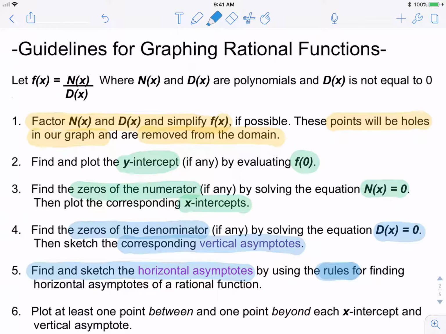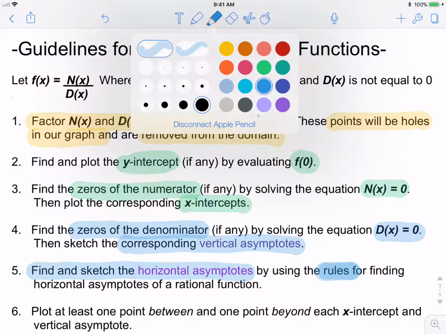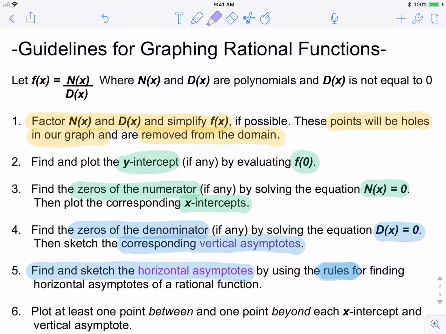Once the holes are in place, the y and the x-intercepts are in place, our brick walls and our tractor beams are down, then we just start plugging in points. We start plugging in points, and we need to plug in at least one point between and one point beyond each x-intercept and vertical asymptote.